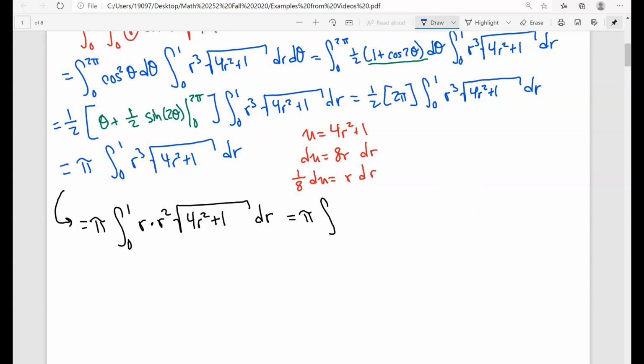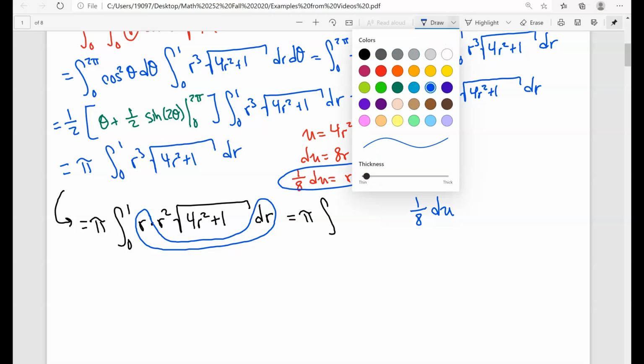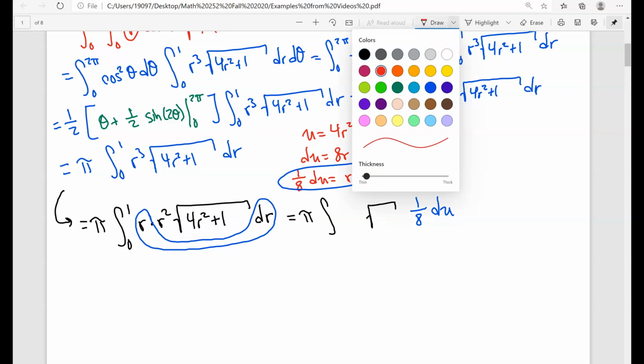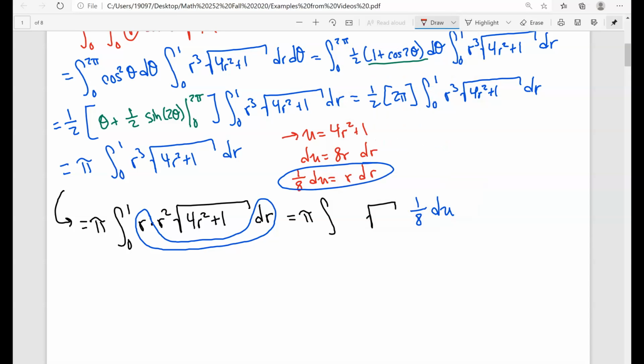You can see that we have this r dr right here. That guy is just equal to this 1/8 du. So I'm going to substitute that in, 1/8 du. Now we have that square root thing. The inside of the square root, I'm going to substitute by whatever I let u equal to, which in that case is going to be that u.